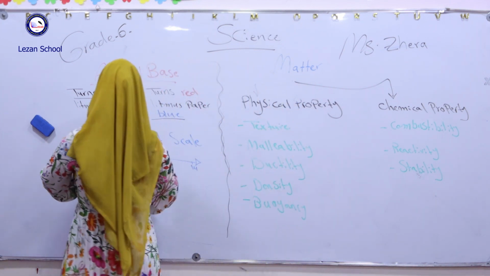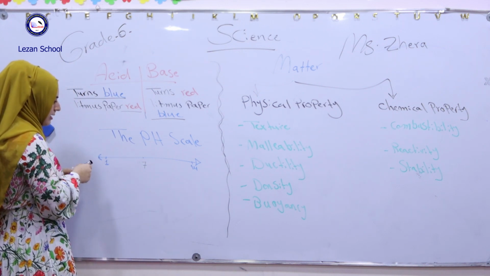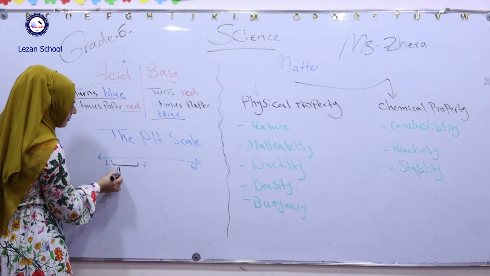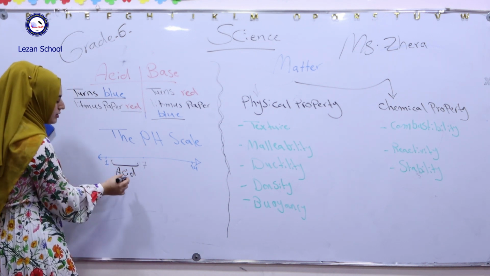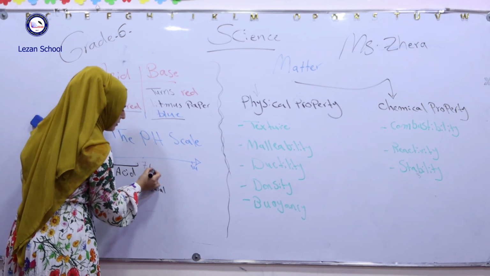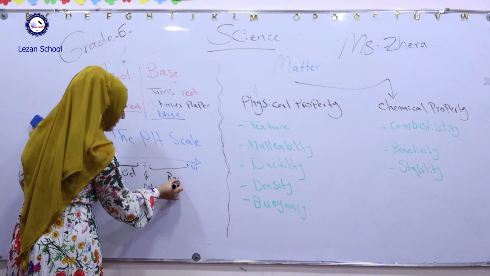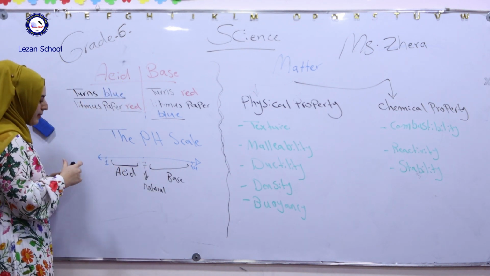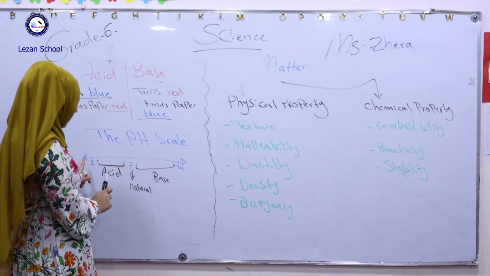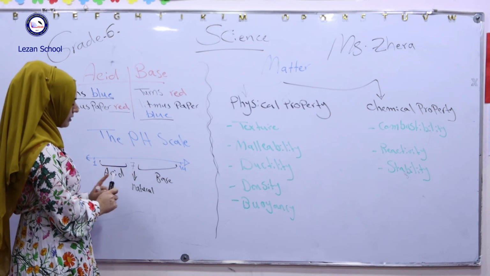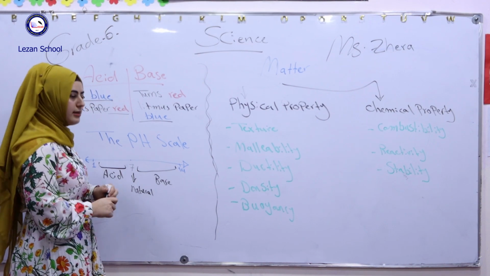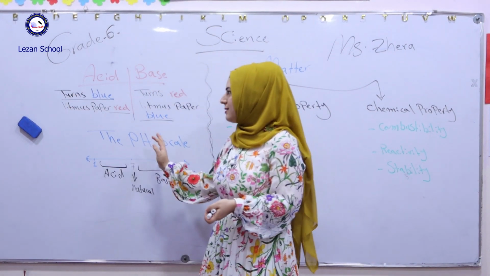Here we have some ranges. The range between 1 and 7 is called the acid range, and 7 is neutral. From 7 to 14, this is a base. It means the pH scale is divided by some numbers, starting from 1 to 14, with 7 in the middle. From 1 to 7 is the acid range, 7 is neutral, and from 7 to 14 is a base. This section was talking about acid and base.